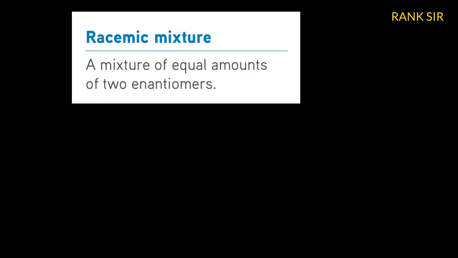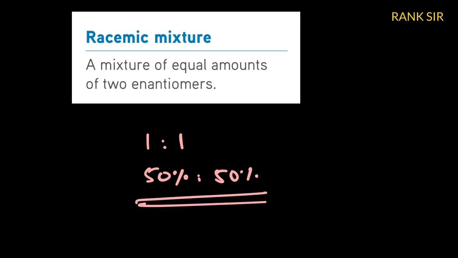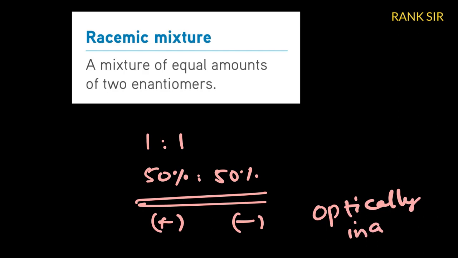Now, the previously discussed example: S-2-butanol and R-2-butanol taken in equal amounts, meaning a 1 to 1 ratio, otherwise 50% of each enantiomer, they are called a racemic mixture. One is plus, another is minus, so totally its specific rotation is what? Zero. When the observed rotation is 0, that is called optically inactive. So always keep in mind, a racemic mixture is optically inactive.